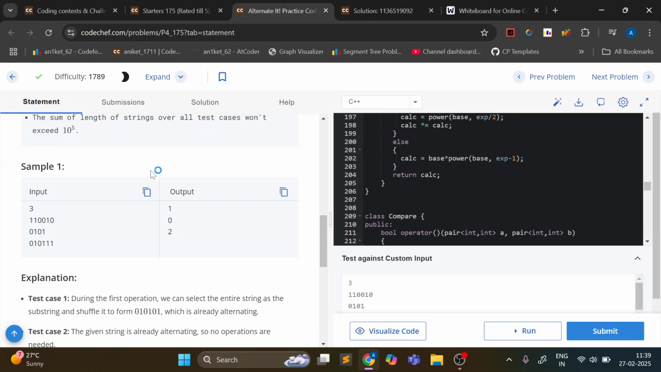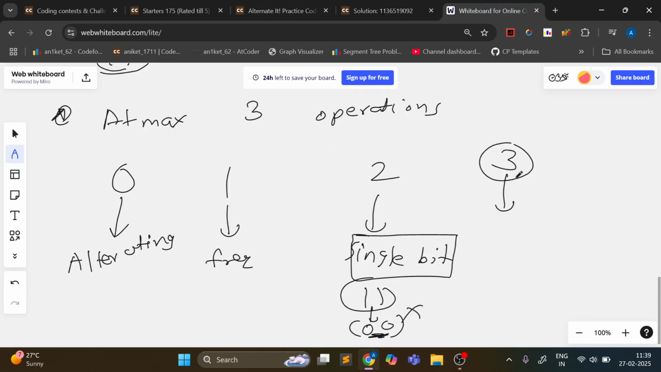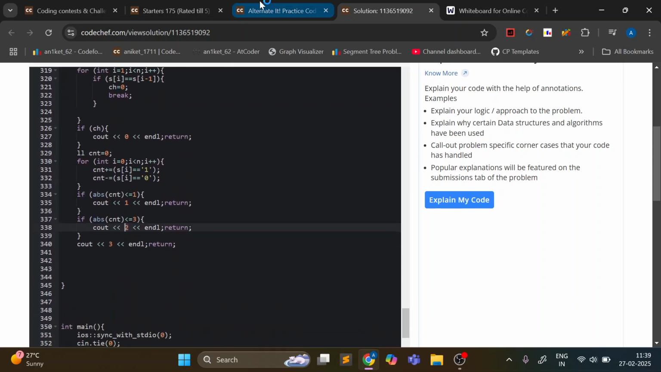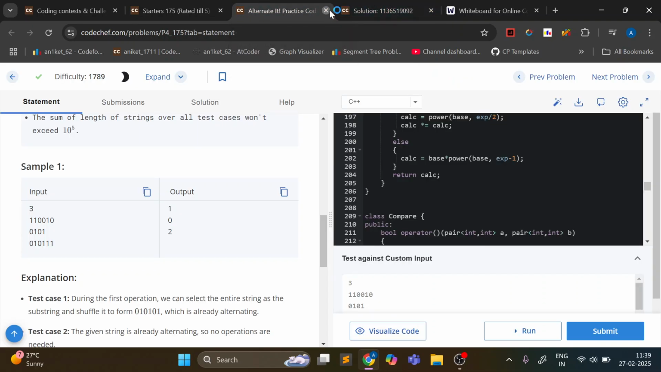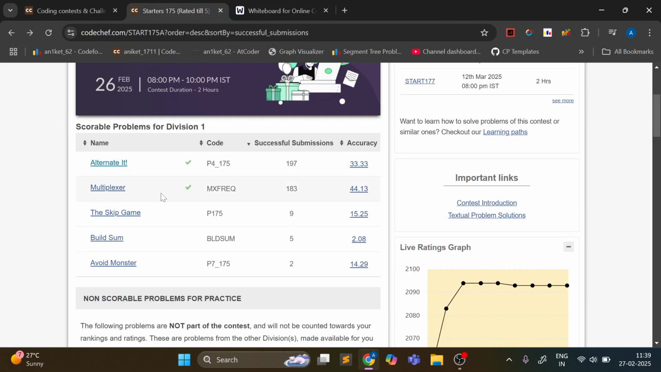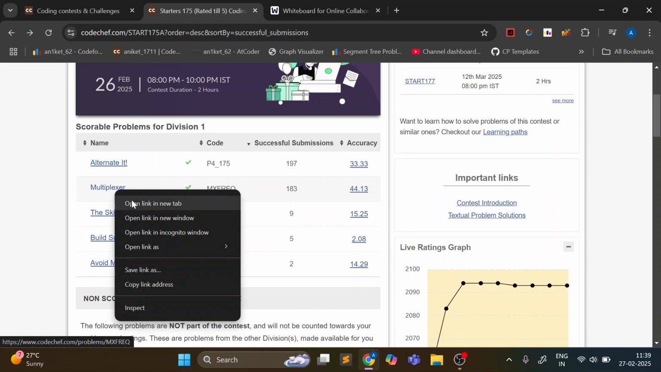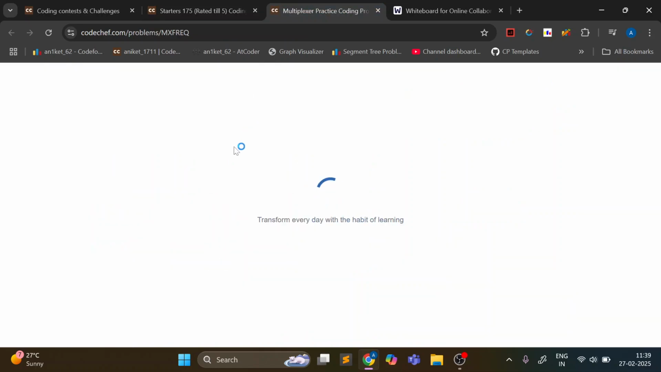So coming to that conclusion was easier for me, and then I just needed to break down these cases and write code for it. So this was the first question. Now, the second one was quite interesting.